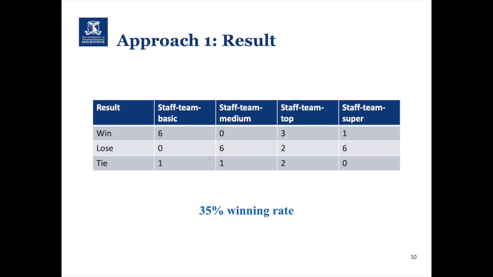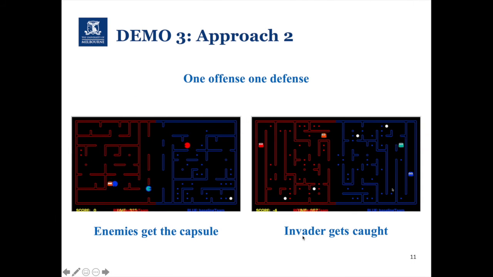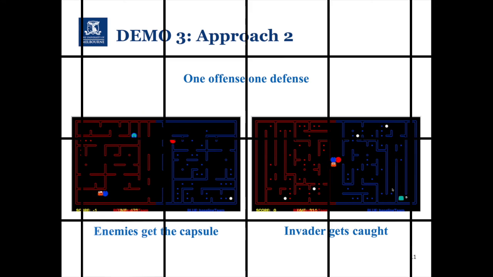Approach 1 has a 35% win rate against the staff team, which is not impressive. Demo 3 shows 2 cases where our defense agent should get involved in the attack. The first one is when the capsule is eaten by the enemy. It's no use to employ any kind of defending. The second one is when both enemy agents are eaten by our defensive agent. The enemy will take some time to reach our field. The defensive agent should attack during this period of time. Also, this is one of the motivations for us to use two offensive agents.